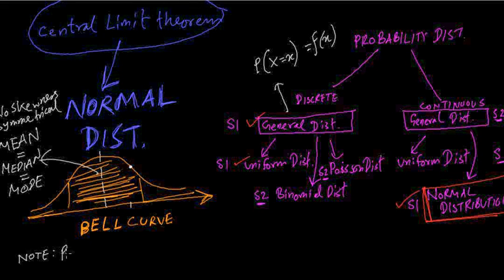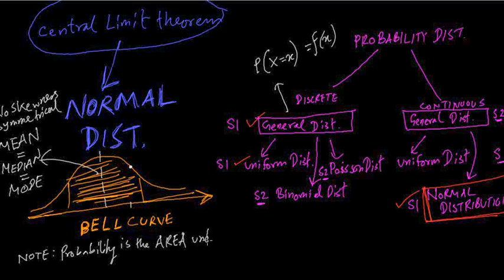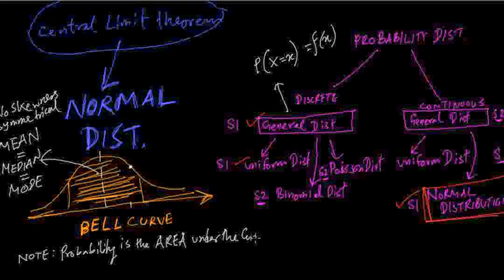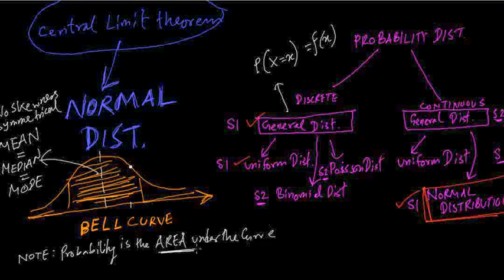Here, the probability for a normal distribution, actually for every continuous distribution, is the area under the curve. So the probability is not the PDF, the probability density function, as it is called for continuous distributions. That is not the probability. The probability is the area under the curve.